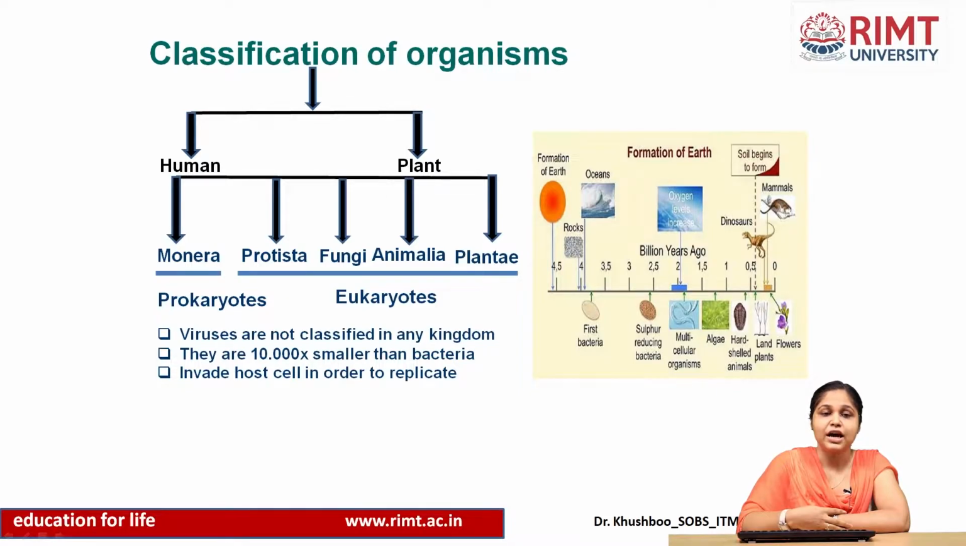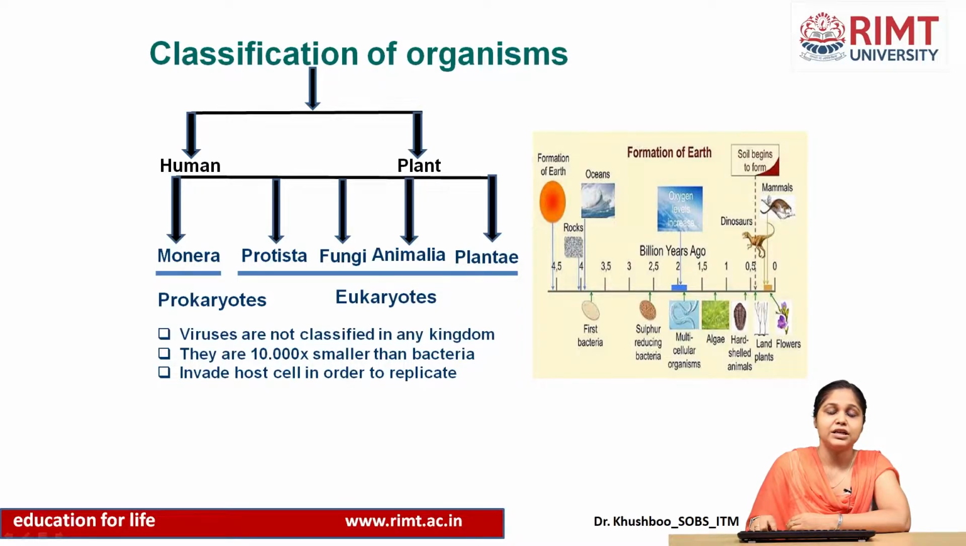So further they were categorized into five kingdoms: first, Monera, second, Protista, third, Fungi, fourth, Animalia, and fifth, Plantae. Monera is the prokaryote, and the other four were categorized under the eukaryotes. The word prokaryote is made up of two words: pro means earlier, and karyote means nucleus.